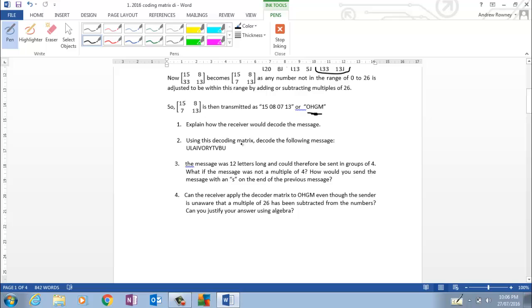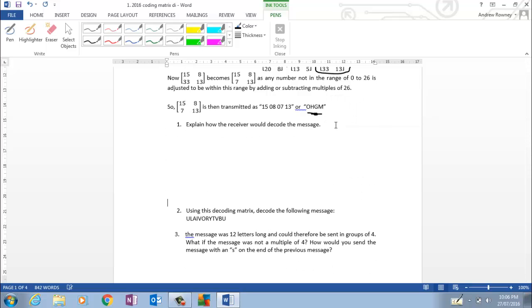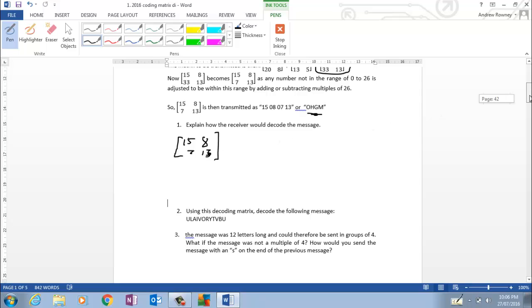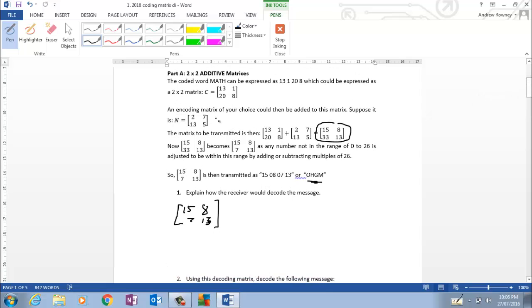Now question 1, explain how the receiver would decode the message. Okay, so what they need to do is do the opposite of adding, which is taking. So they get OHGM. The first thing they need to do is express that as a matrix of numbers, and they'll read 15, 8, 7, 13 off the alphabet. And then because the sender sent them the coding matrix, which is this one, 2, 7, 13, 5, and they're told that that was added, well then they have to subtract that off. So they're going to minus 2, 7, 13, 5.